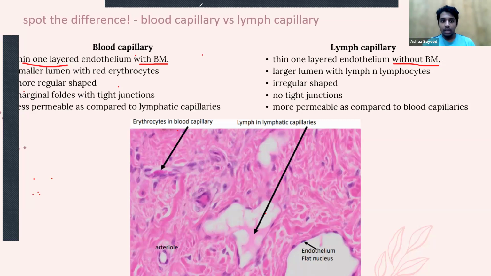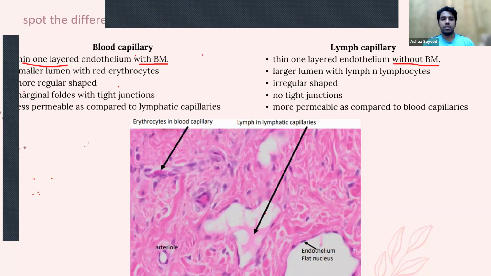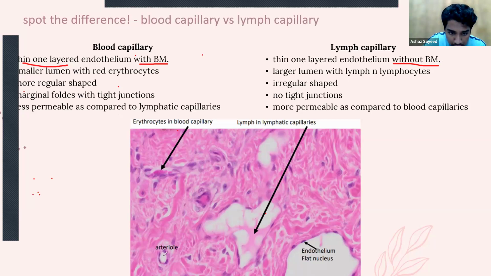Blood capillary, you have a smaller lumen. Lymphatic capillary, you have a large lumen. Look at this. It's a pretty small lumen. The gap in the lumen is pretty small. Lymphatic capillary, you can see how big this is. It's irregularly shaped and much bigger. Look at the size difference. These are more regular shape, more oval. Lymphatic capillaries, God knows what shape this is.